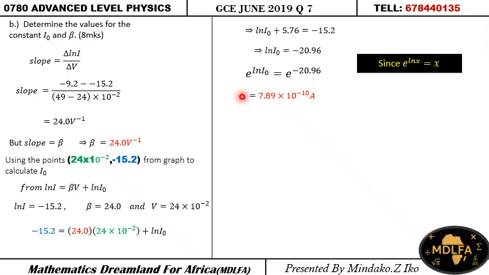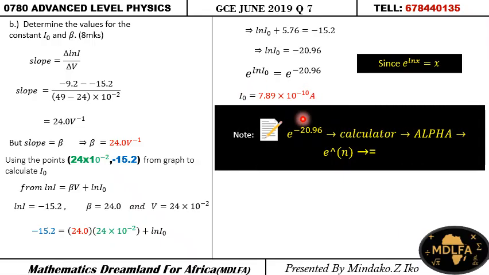You know, I naught is actually current and it is measured in amperes. All right, so that is it. There's an important note here that some students don't know how to input this E power negative 20.96. So this is for you. You go to your calculator, you press alpha, and then you press E power n, where n is this value here, negative 20.96, and then you press equal to on your calculator. So just follow this simple procedure and you have this answer.